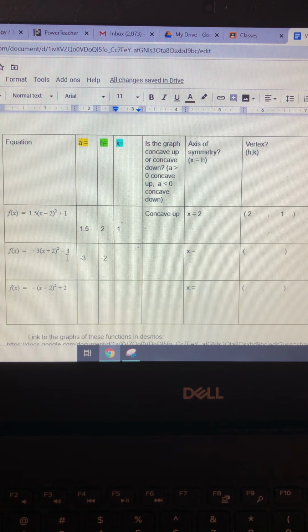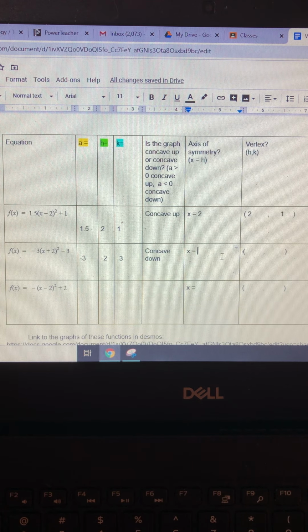So now I'm ready to use those values to draw some conclusions about my graph. In this particular case, a is negative 3. Negative 3 is negative, and therefore my graph is going to be concave down, which is telling me my parabola is going to be shaped like a frown.